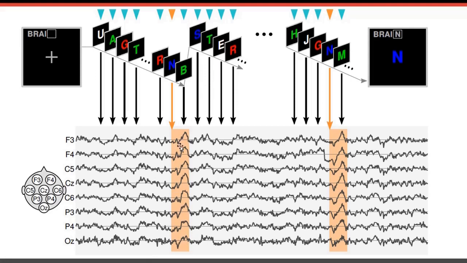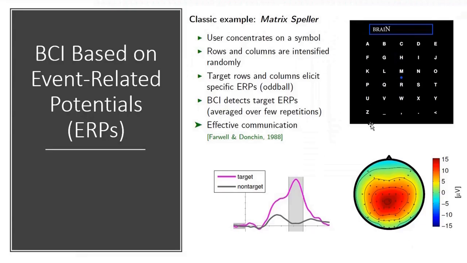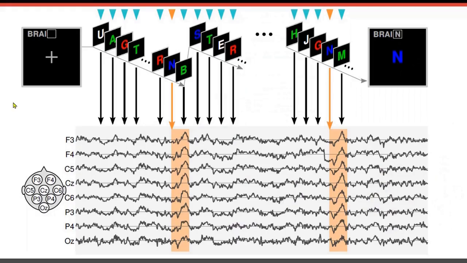So, for instance, in this case, if our goal is to spell out the letter N, we pay attention to this grid N, while others are also being stimulated. And that N, during that moment, will have a brain response with higher amplitude. And this allows a classifier to detect the presence of human brain response versus the background brain activity.